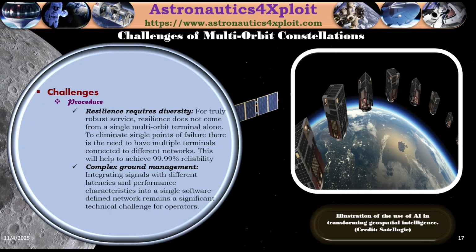Other challenges are resilience, which requires diversity. For truly robust service, resilience does not come from a single multi-orbit terminal alone. To eliminate single points of failure, there is the need to have multiple terminals connected to different networks, and this will help to achieve higher reliability. Integrating signals with different latencies and performance characteristics into a single software-defined network remains a significant technical challenge. Illustration of the use of artificial intelligence in transforming geospatial intelligence is shown in this picture.